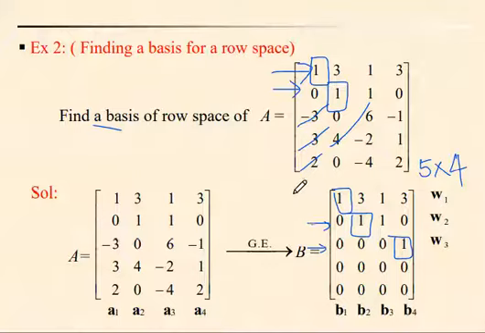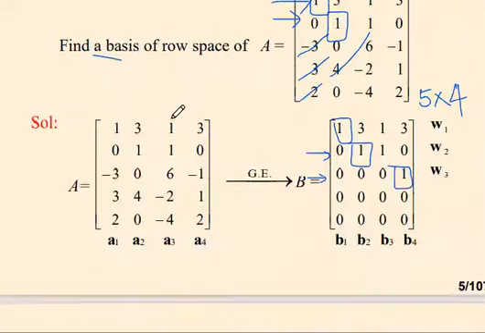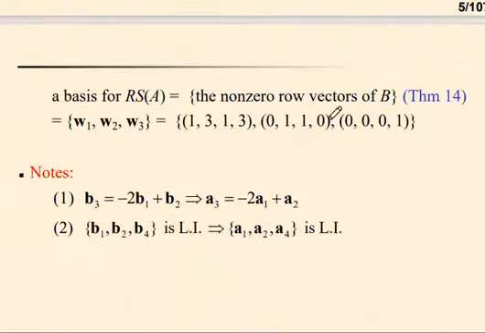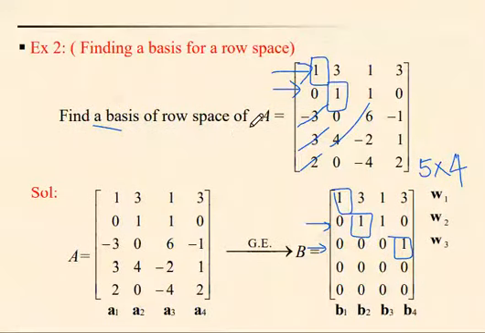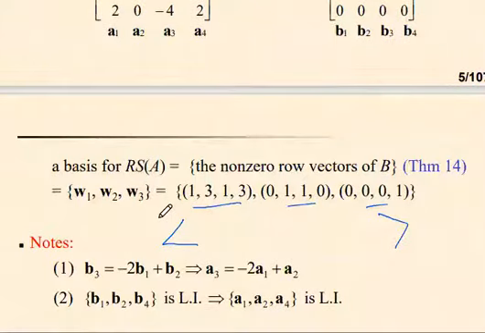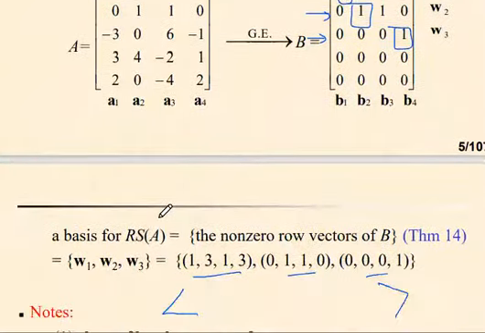Rows, bases. If you find the bases, this generates your row space. So these are the base elements. If you consider the spanning set of these, you get the row space of A. All right, does that make sense? I think this makes sense, right?